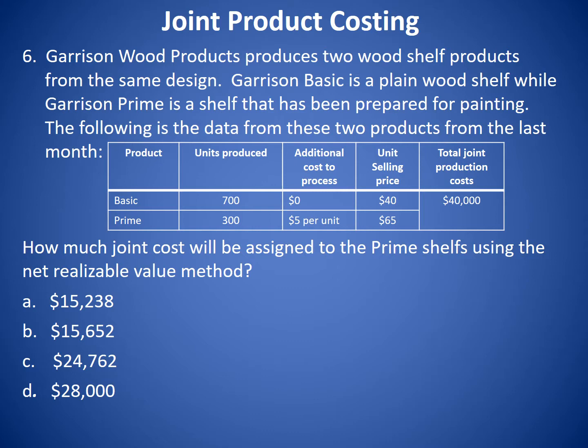Okay, question number 6. Garrison Wood Products produces 2 wood shelf products. Again, we've got the plain wood shelf, which is Garrison Basic, and the ready for painting, which is Garrison Prime. The following data comes from the production list here, and again, we're given almost the same information from the previous slide. The question here is how much joint cost will be assigned to the Prime shelves using the net realizable value method. So again, go ahead and stop your video. When you're ready, restart your video.